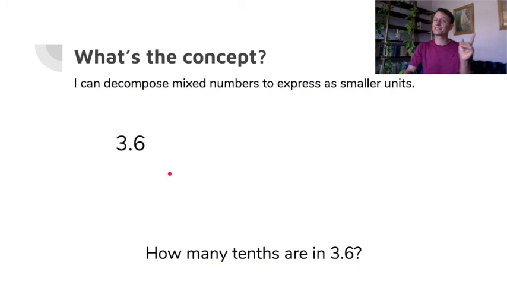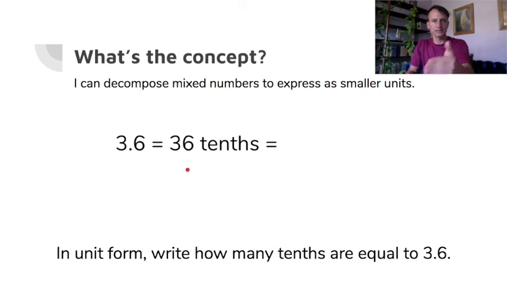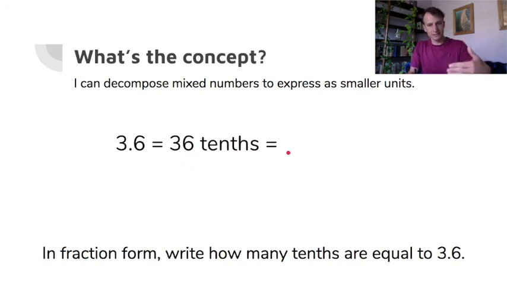And I taught you this some lessons ago in anticipation of this, so you wouldn't get confused. See, read it as a number, ignore the decimal. 36, what place are we in? Tenths. Excellent. Now, let's write in unit form how many tenths are equal to 3 and 6 tenths. So 36 tenths equals, in fraction form, 36 tenths.